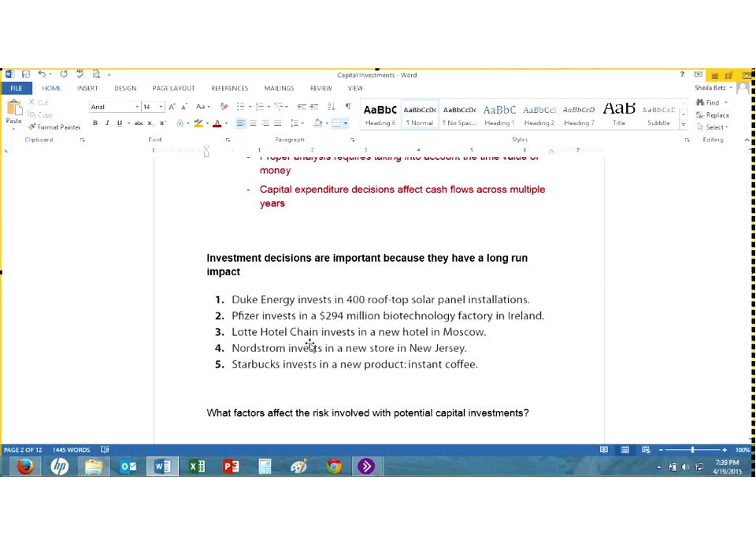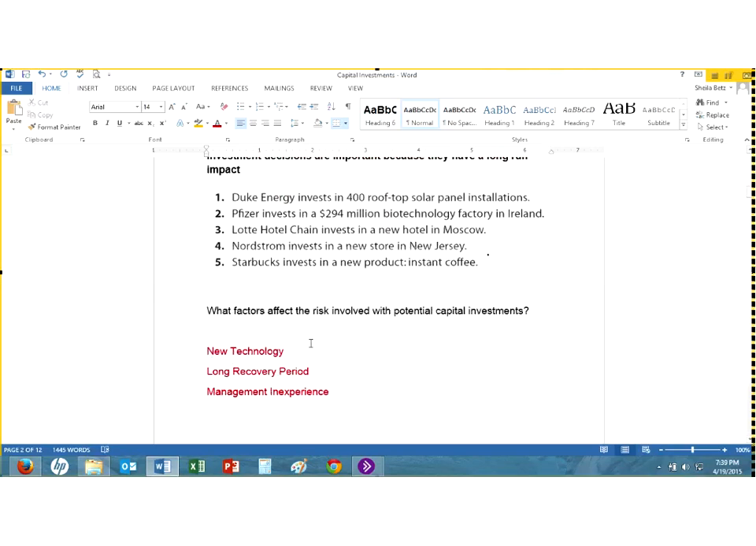So there's always risk when we talk about capital investments. And once again, the examples we just looked at up here is a capital investment. Things such as new technology. So what does that mean? So for example, if Pfizer does decide to invest in a $294 million biotechnology factory in Ireland, they have to be able to take the risk that what if a new fancy technology comes out 5 years from now that pretty much makes everything we're doing in this factory obsolete. They have to be able to accept that risk. A long recovery period, all right?